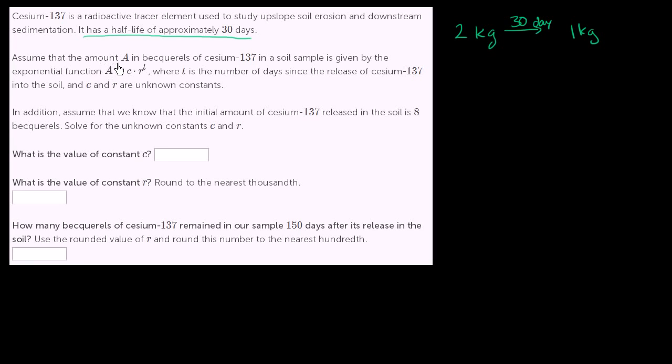Assume that the amount A in becquerels of cesium-137 in a soil sample is given by the exponential function A is equal to C times R to the T, where T is the number of days since the release of cesium-137 into the soil, and C and R are unknown constants. So this bears some explaining.